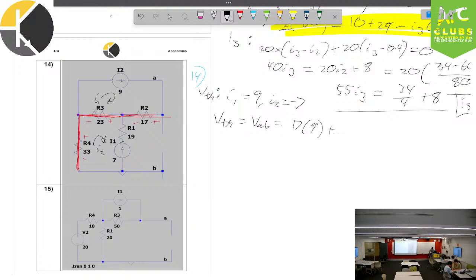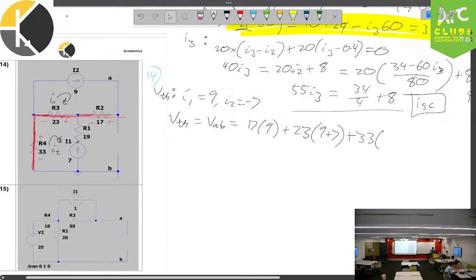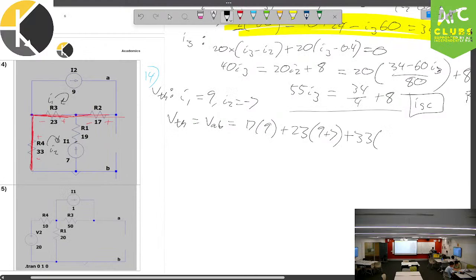Now I look at the 23 ohm resistor. What current's going through it? From this direction, it's I1 minus I2, right? And so I write 23 times (I1 minus I2). And then next up, I have my 33 ohm resistor, and just I2 is running through it. Rather, minus I2 is running through it.